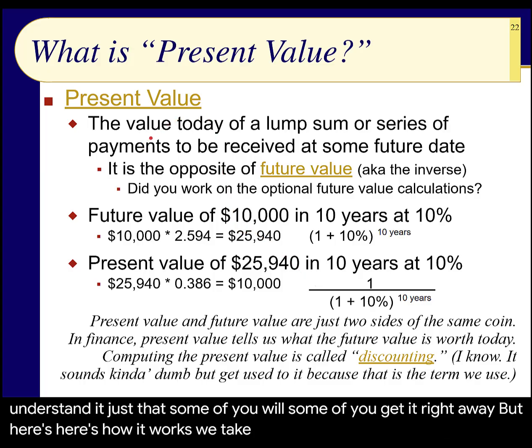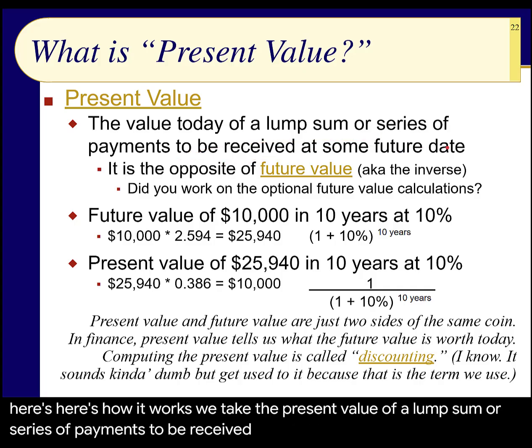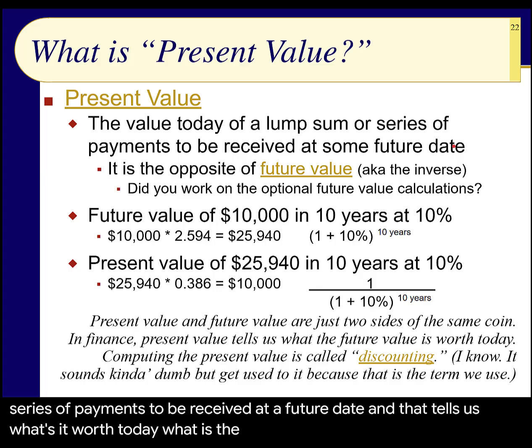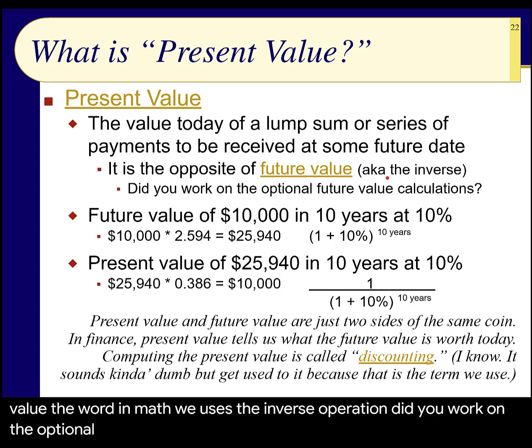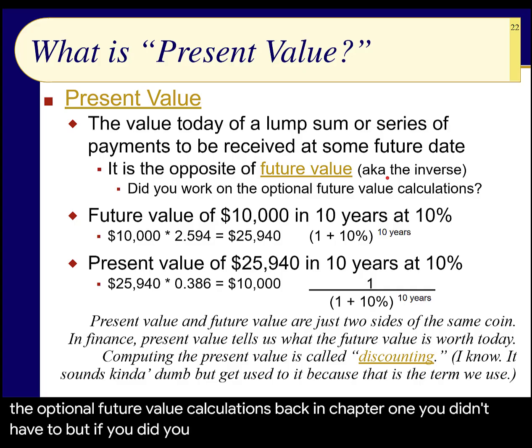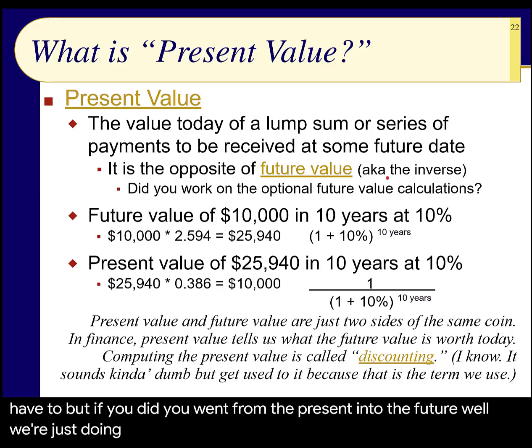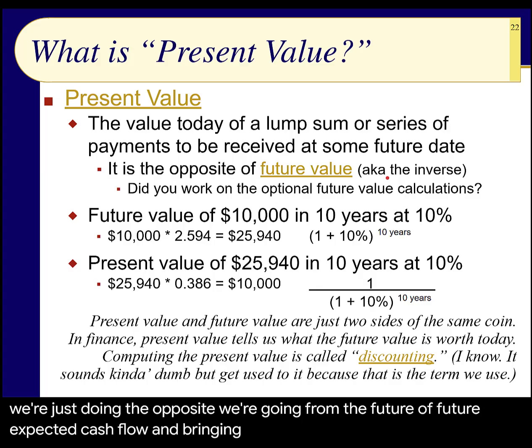We take the present value of a lump sum or series of payments to be received at a future date. And that tells us what it's worth today. What is the present value? It's the opposite of future value. The word in math we use is the inverse operation. Did you work on the optional future value calculations back in chapter 1? You didn't have to, but if you did, you went from the present into the future. Well, we're just doing the opposite. We're going from the future expected cash flow and bringing it back to the present.